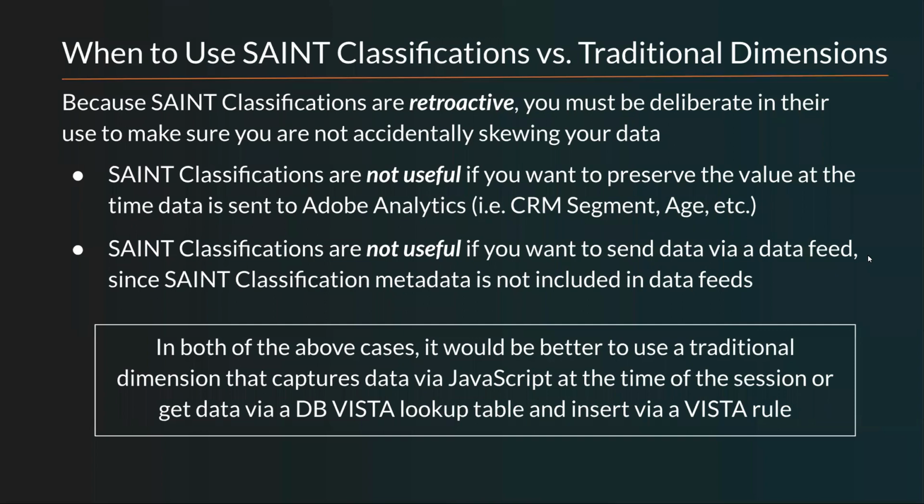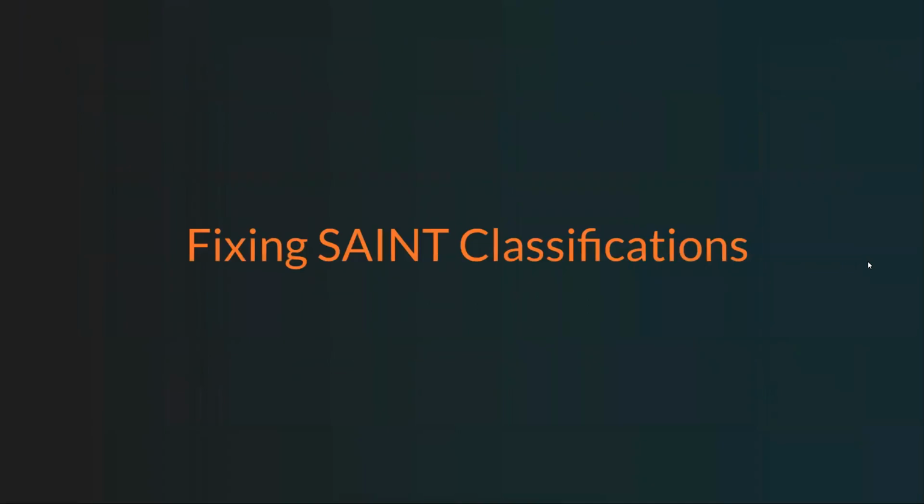The other time when sync classifications are not useful is if you're really relying on data feeds in Adobe Analytics to maybe populate your data lake. Sync classifications do not come through in data feeds because they really don't exist. They're kind of fake. So if it's really important that you have a data point in your data lake, then you're probably going to want to pass it to a real variable, or you're going to have to supplement the data feed that comes out of Adobe with your sync classification file as well.